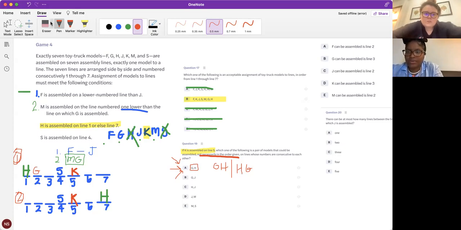No. So now we have to try our second world just to make sure. It doesn't work because M has to be on a lower line than G, right next to it, right? Like M would have to be here. So we know that it's not A. All right, what about B?